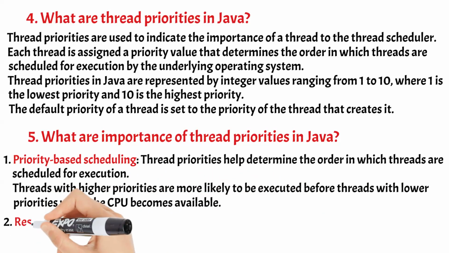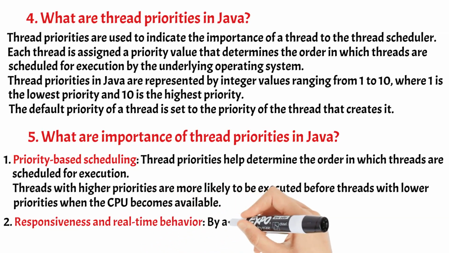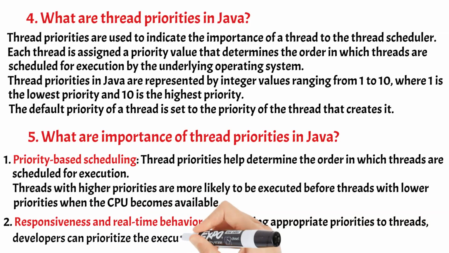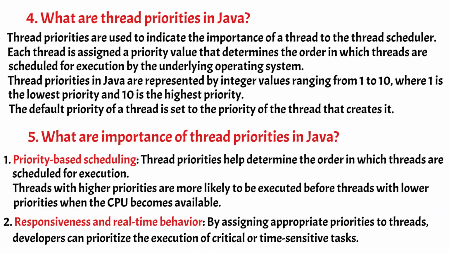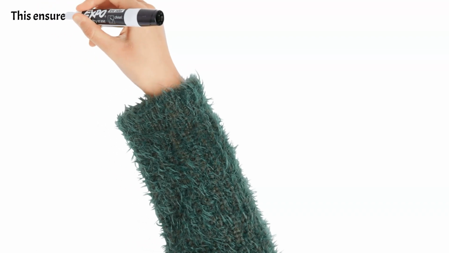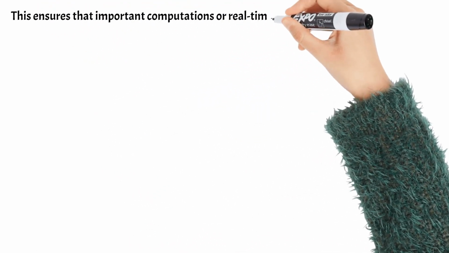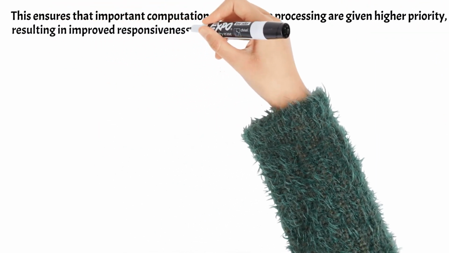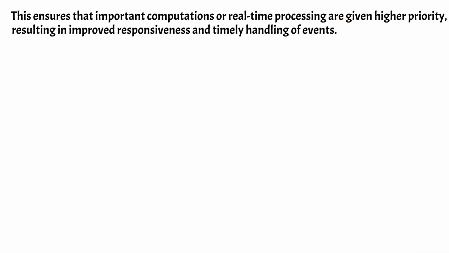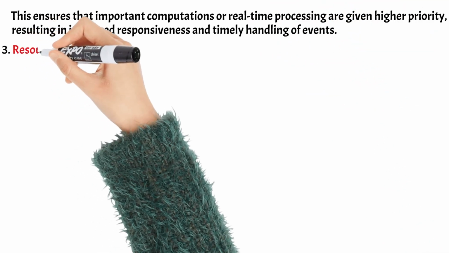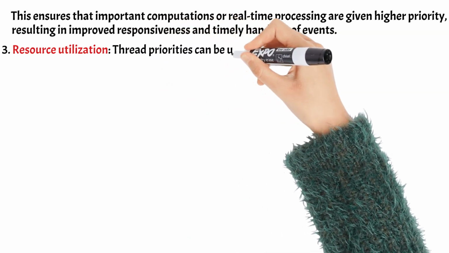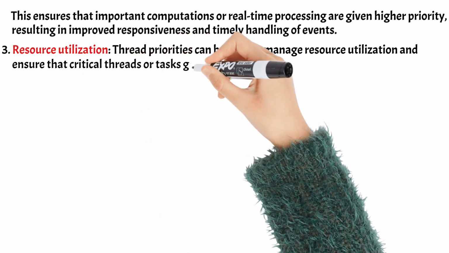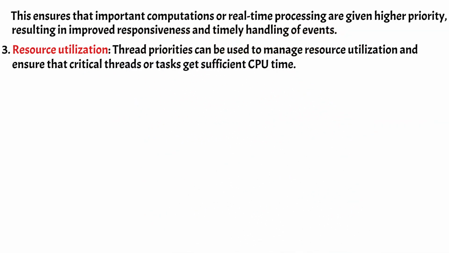2. Responsiveness and real-time behavior. By assigning appropriate priorities to threads, developers can prioritize the execution of critical or time-sensitive tasks. This ensures that important computations or real-time processing are given higher priority, resulting in improved responsiveness and timely handling of events. 3. Resource utilization. Thread priorities can be used to manage resource utilization and ensure that critical threads or tasks get sufficient CPU time.